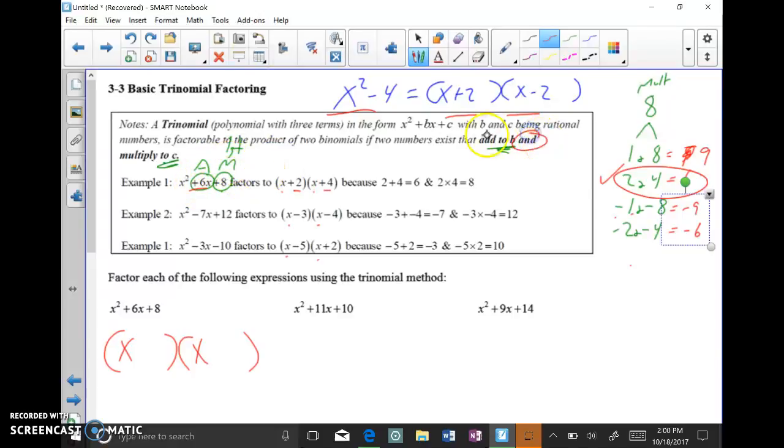The "and" is crucial there. And the order doesn't matter. We could write this as x plus 4 and x plus 2. The order doesn't matter as long as you have the right numbers and the right signs.